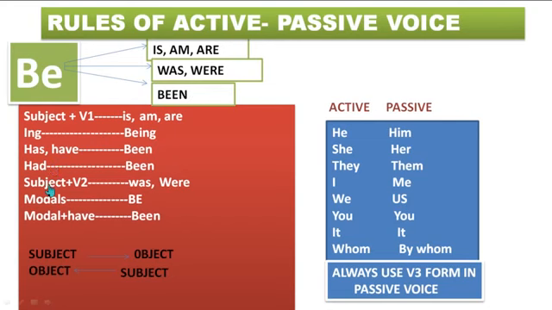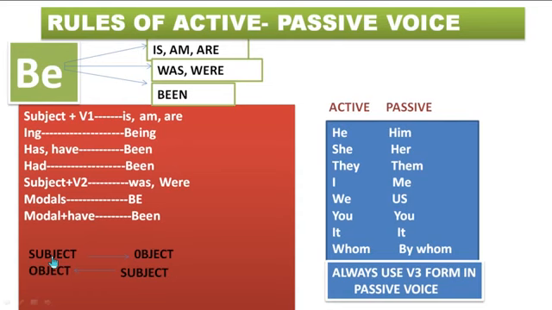If the sentence is in past indefinite, subject plus verb second form, then we will use the second form of be, was, were. With modal we use be. With past of modal we use been.